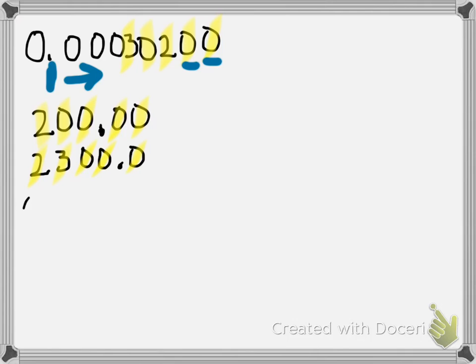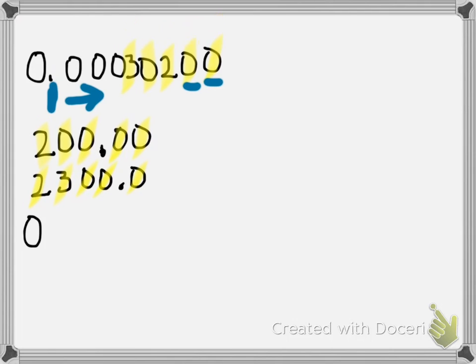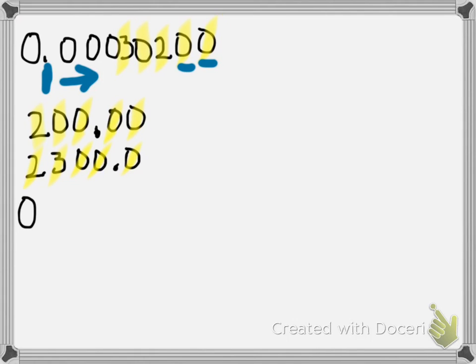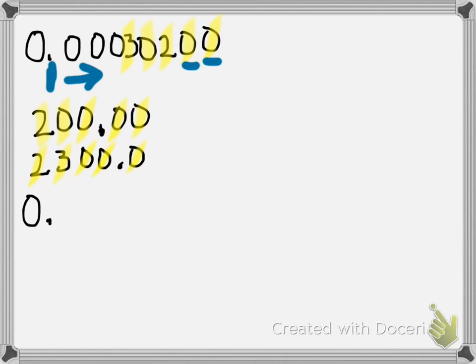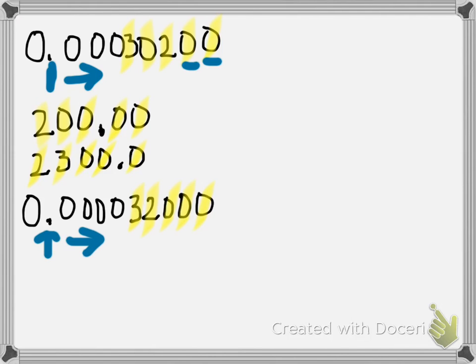And finally, letter D. 0.000321100. Again, 3, 2 significant because they're not zeros. These last 3 zeros are also significant because here's our decimal and we're to the right of that decimal and at the end of a number.